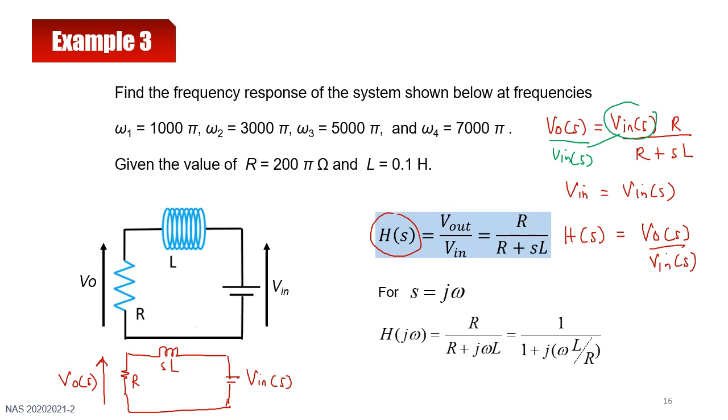Then you can evaluate the performance of the system at different frequency values by replacing the omega into the S component, so j omega. Then you can calculate the magnitude of the transfer function at a specific frequency and also the phase difference.